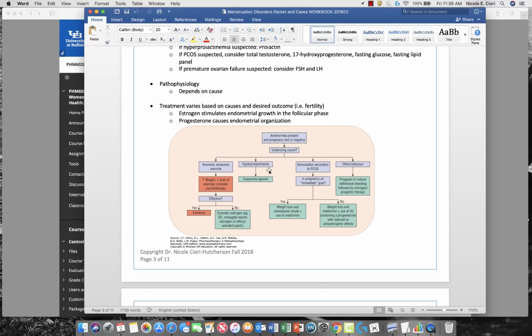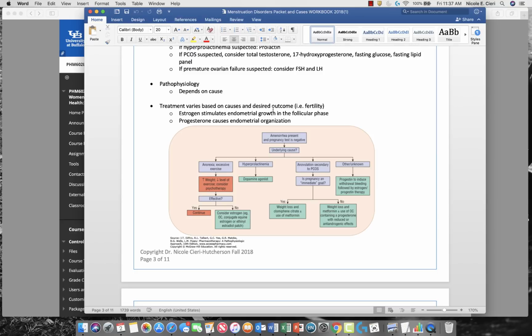For hyperprolactinemia, the thing that we will prescribe for a patient is a dopamine agonist, such as bromocriptine. And then if they are having anovulation secondary to PCOS, we'll talk about PCOS as a disorder in the infertility section. The first question you should ask the patient is whether or not they want to be pregnant, and then based on their answer, it can lead you to different medications. And then for an unknown cause of amenorrhea, we can provide a progestin, which will induce a withdrawal bleed.